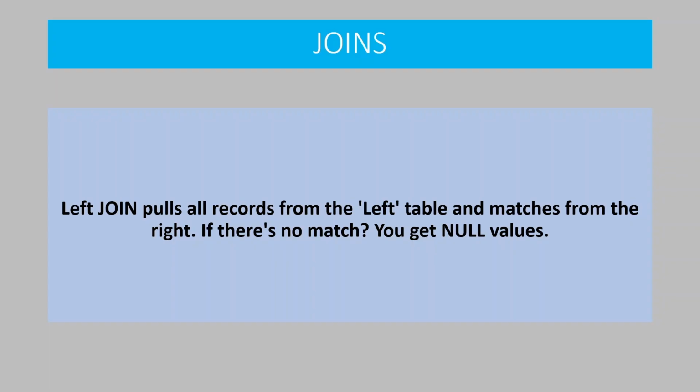Okay, so now just keep this in mind. We'll understand this once we write the SQL query, but for now just remember that left join pulls all the records from the left table and matches from the right. And if there is no match, you'll get null values. Remember, this is the main point: when there is no match, you get null values. Now look at the example.